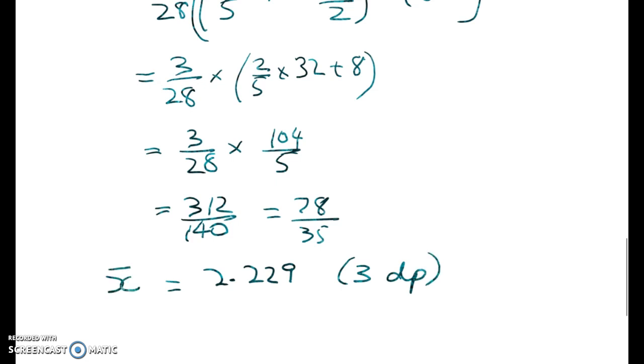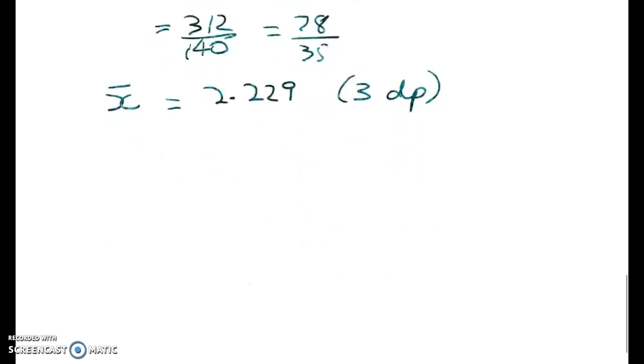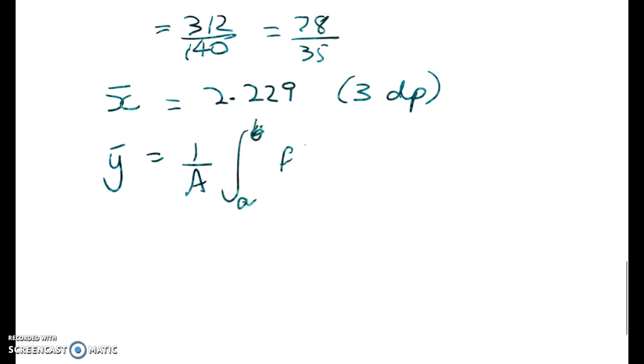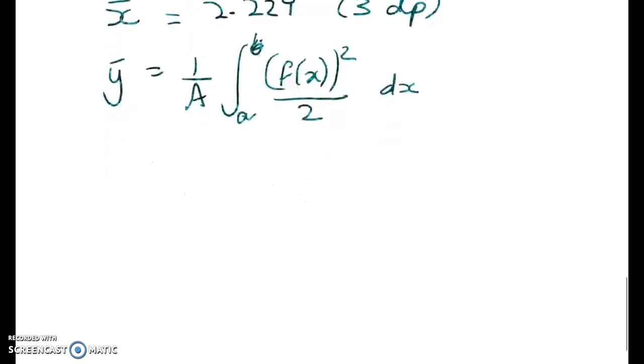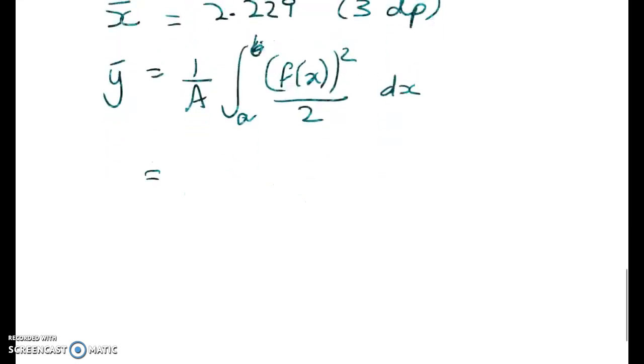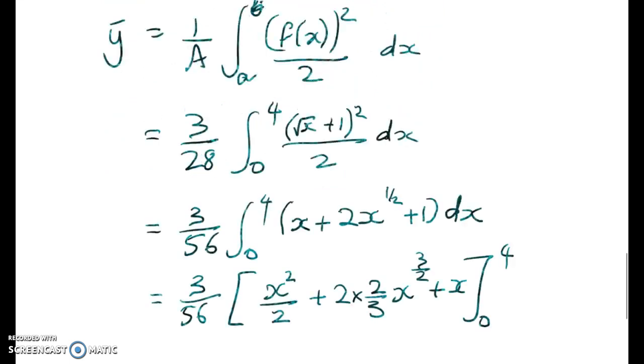Now we have to do something similar with y bar. So y bar is equal to this, 1 over A. But this time we take the function and we square it and we divide by 2 dx. Right, so again, there are the next few steps of that done. We're just substituting in and then expanding, taking out a constant term, and now we're going to evaluate.